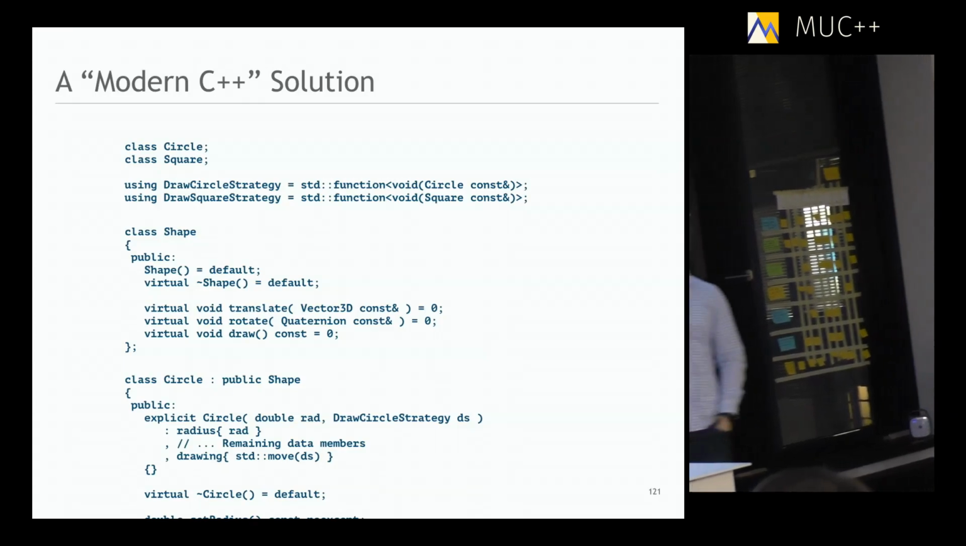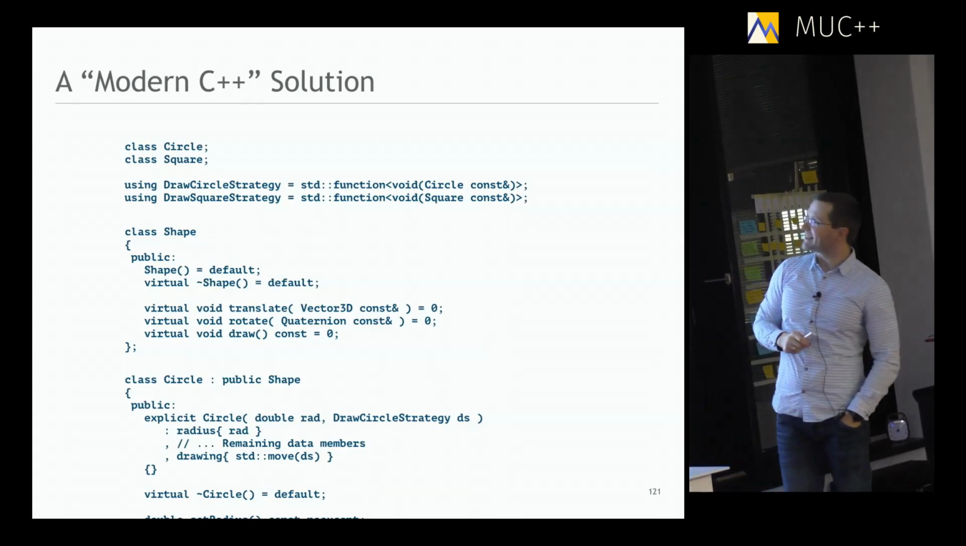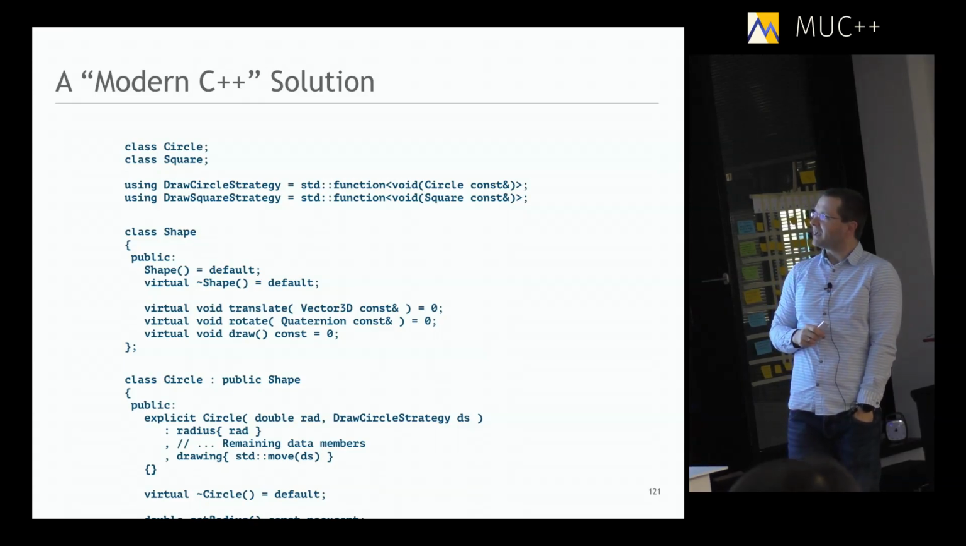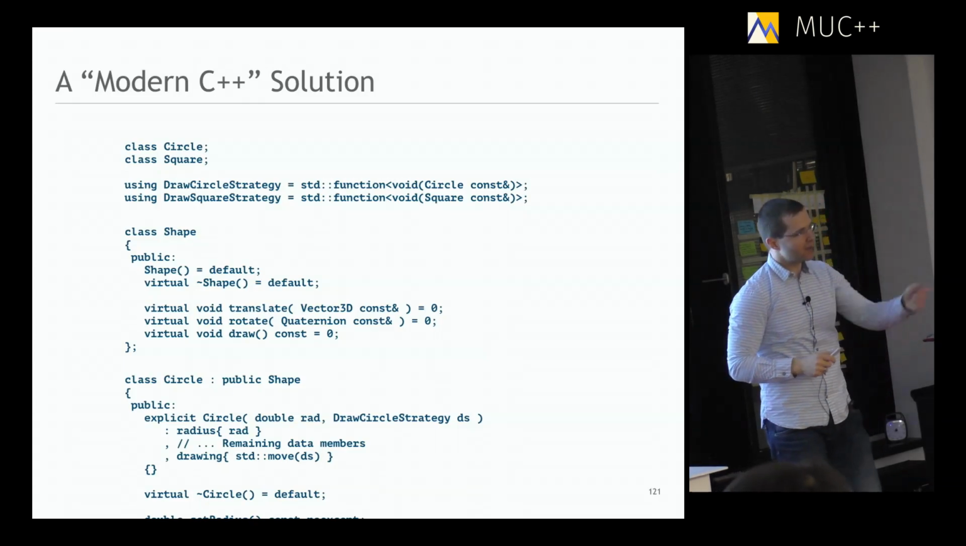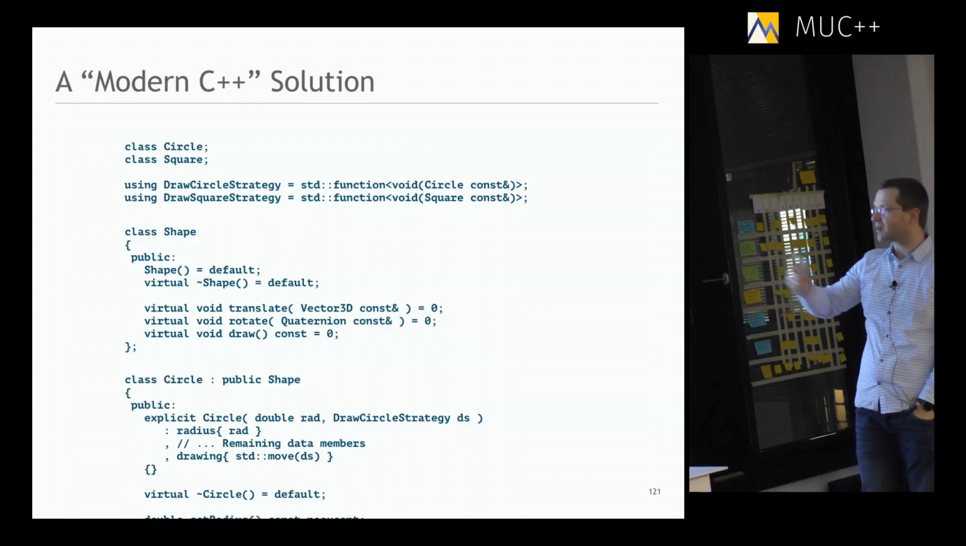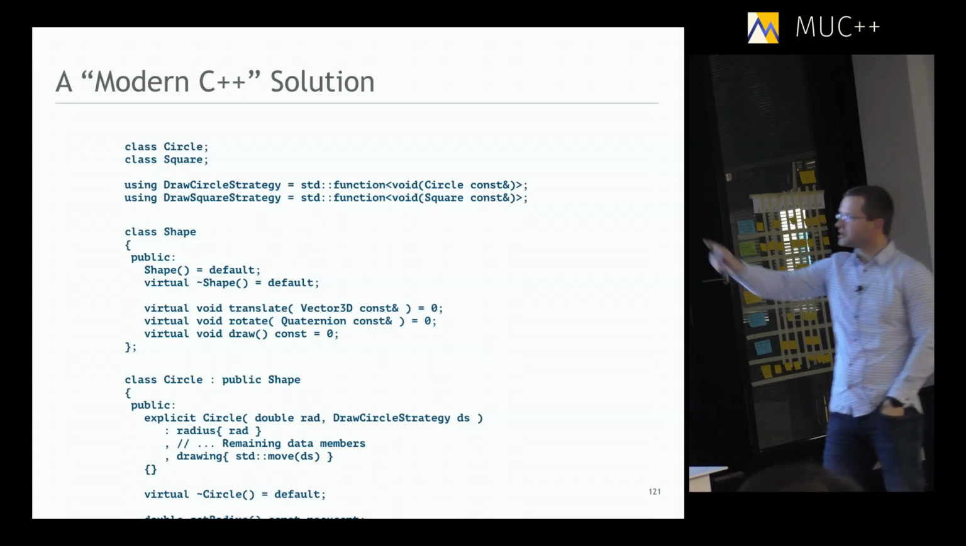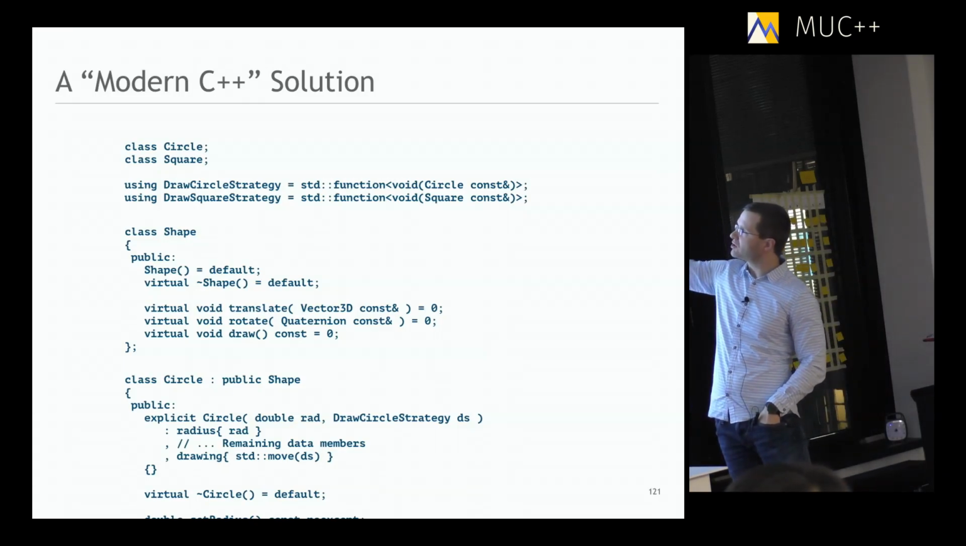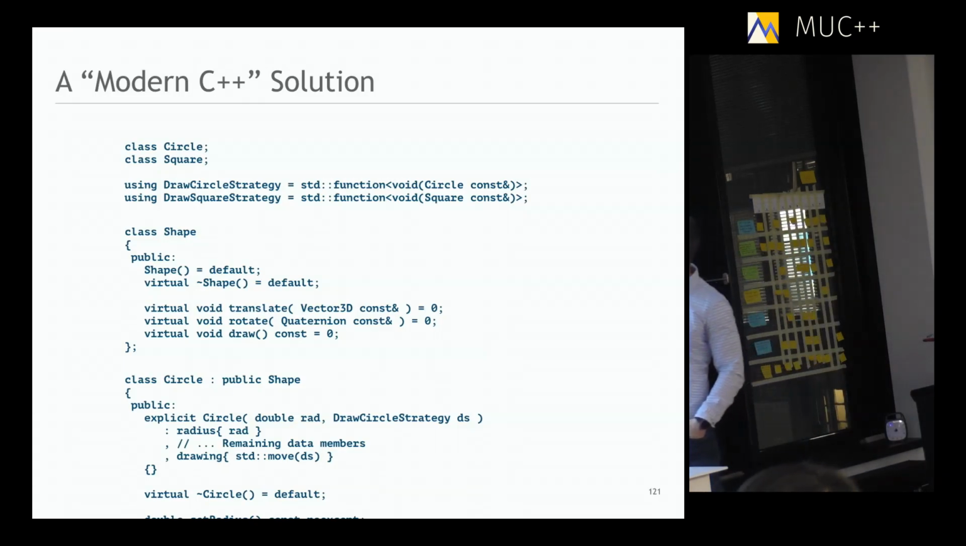Oh no, because std::function is actually nothing but an abstraction of a function. And by that, it acts like a virtual function. It can replace a virtual function. This is what I might like to do here. So I say that a std::function for circles is a draw circle strategy, and a std::function for square is a draw square strategy.